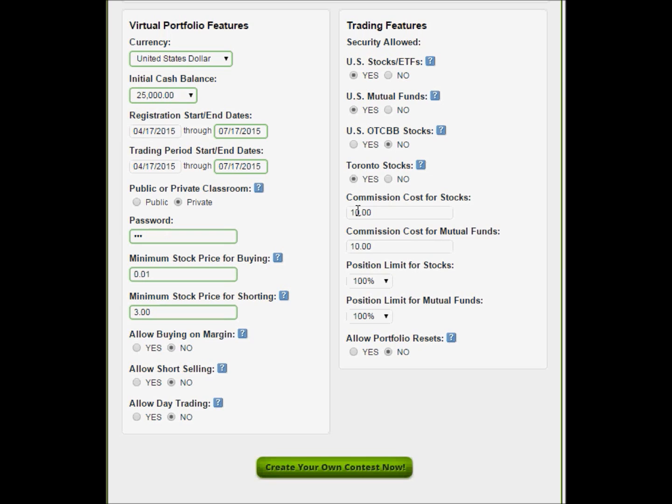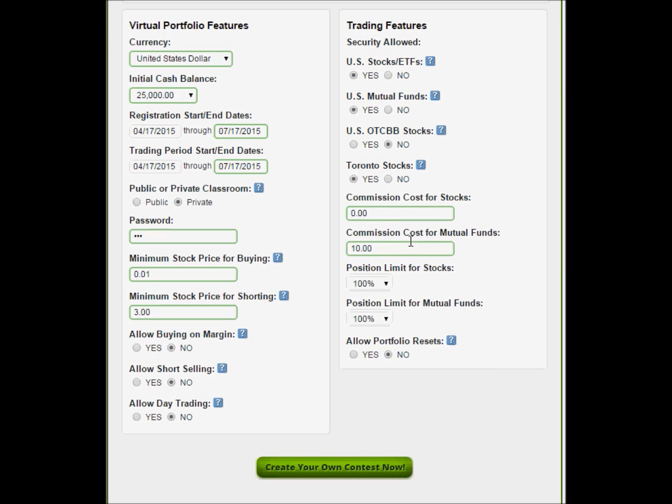The commission cost is $10 by default, but you can set this to anything you want. If you want everyone to trade commission free, you're free to set this to $0. It's the same thing for mutual funds. If you want to encourage your students to trade a lot, you can have very low commission costs. If you want them to trade very little and do a more buy-hold strategy, you can set this very high, something like $50.